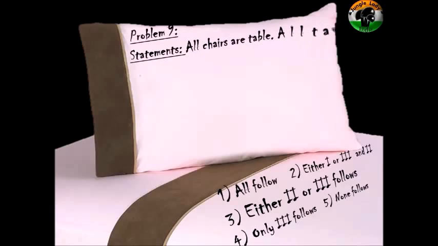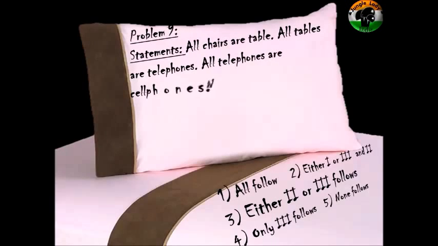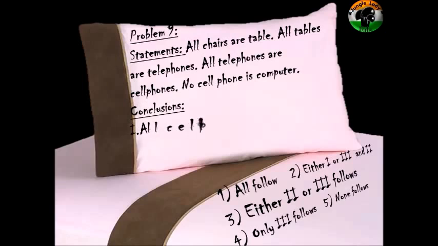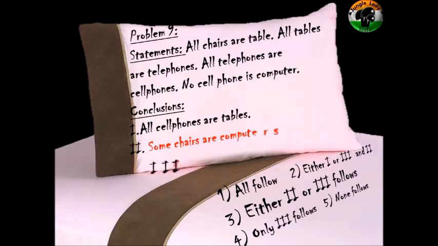Problem 9. Go through the statements and the conclusion given here. First check whether the conclusion has the word no. Here, of course, I have the word no. So possibly I have to try to draw two diagrams for the given statements.